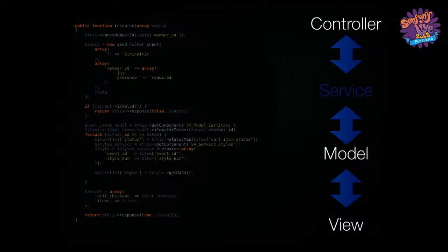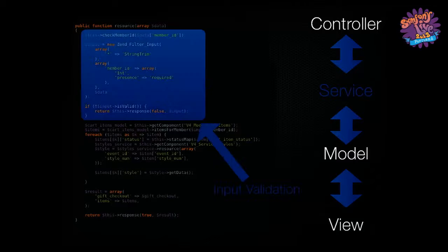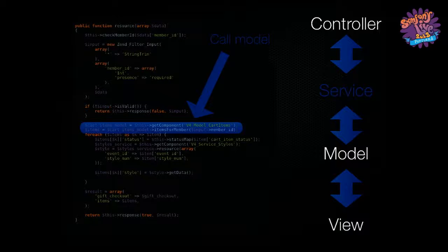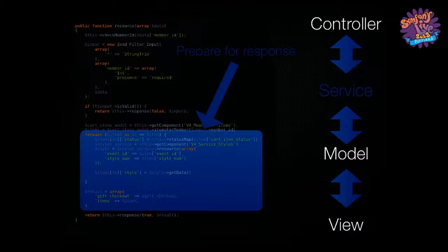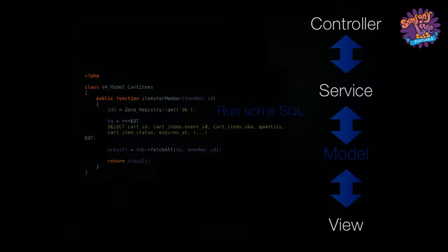Then we have this service. And in here, we first validate the input. And then we call the model, which I'll show in a second, but that's really just going to run some SQL. And then we need to iterate over those result rows and bring it into a format that we can then pass to the view. So yeah, the model is really not that interesting. It's basically just a select statement.